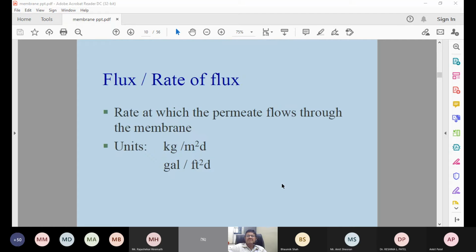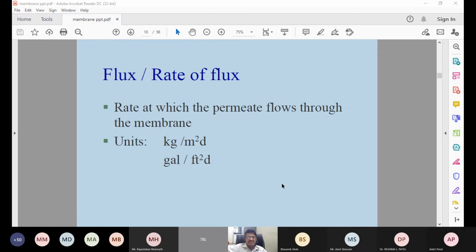Now there is one unit that is called flux. What is flux? Flux is the rate at which permeate flows through the membrane. That means how many kg per meter square per day, or how many liters per meter square per day, is passing through. The rate at which permeate flows per square meter of area per day is called the flux.